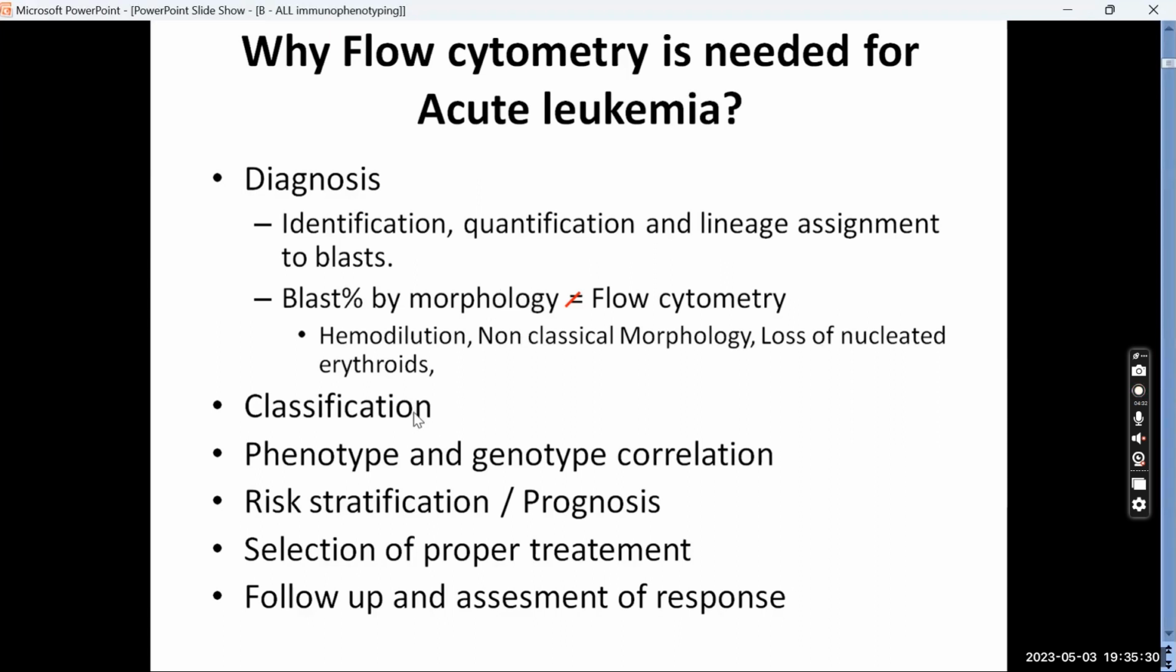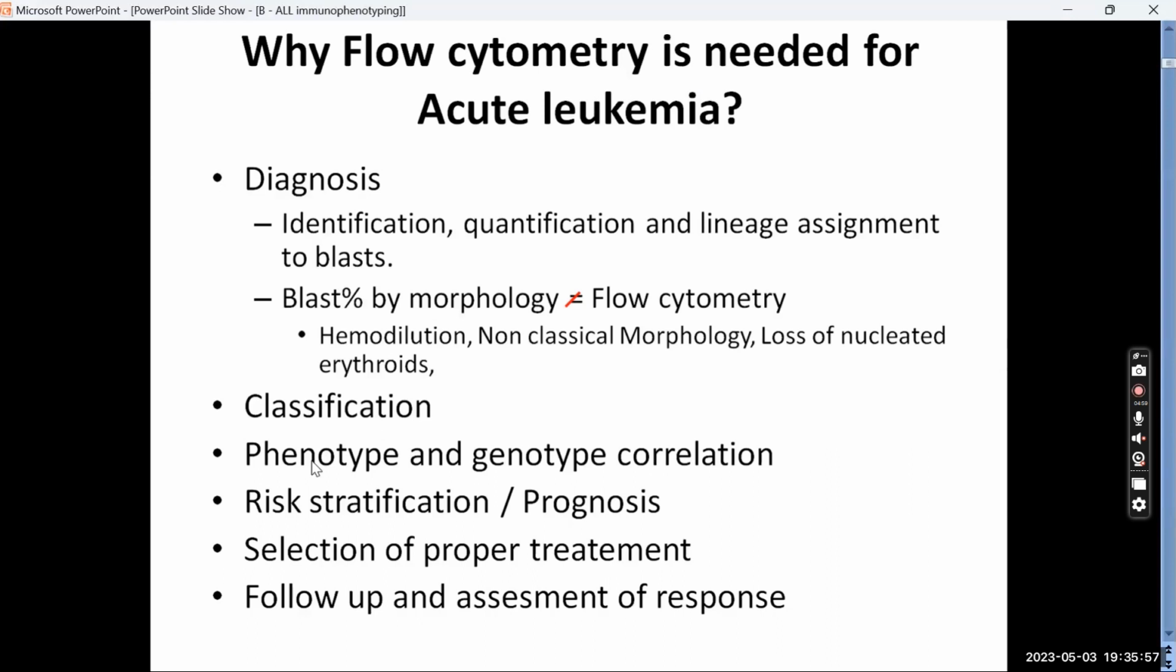The other important use of flow cytometry in leukemias is classification. Though by morphology we suspect a lymphoblastic leukemia, we want to know whether it is a B lymphoblastic leukemia or a T lymphoblastic leukemia. In B, you can again subtype it into, as we discussed, pro-BALL, pre-BALL, CALLA positive, and so on. So in classification also, flow is very useful.